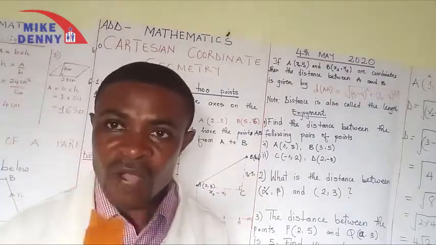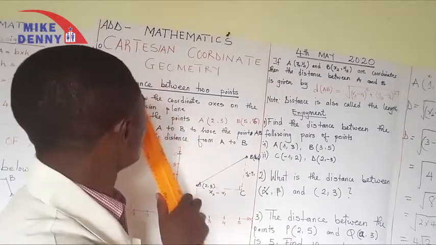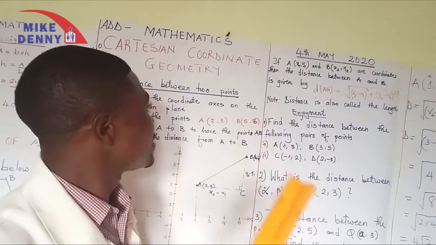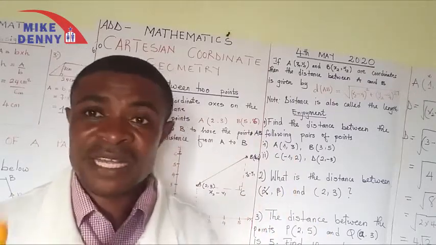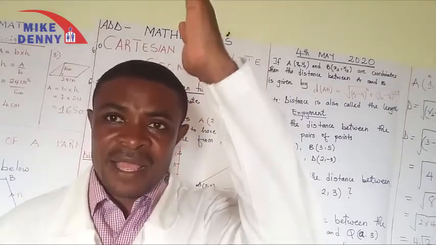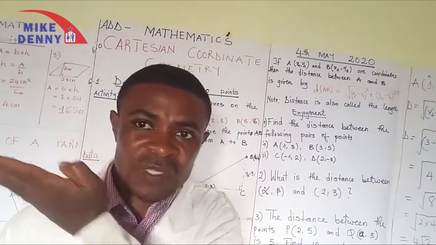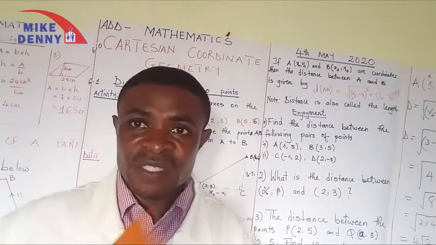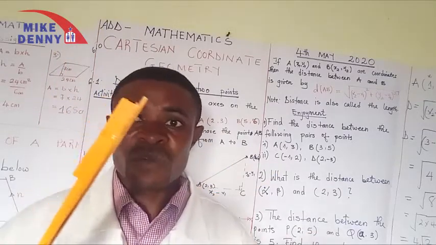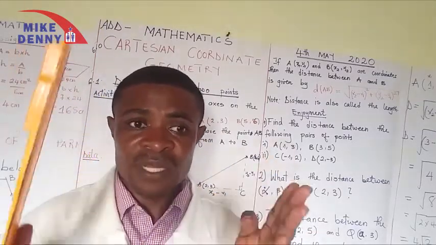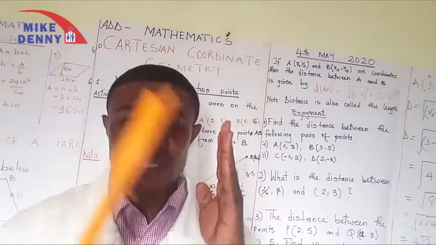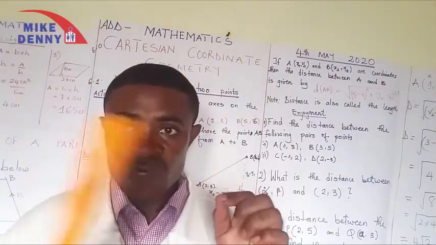Now we are about to do the activity. They say we should draw the coordinate axis on the Cartesian plane. The coordinate axis here refers to the x and the y axis. Y is always vertical and x is horizontal. When you are drawing the vertical and the horizontal axis, it runs from negative to positive. So I will have in mind that I have both the positive and the negative directions. 0 is always at the center.